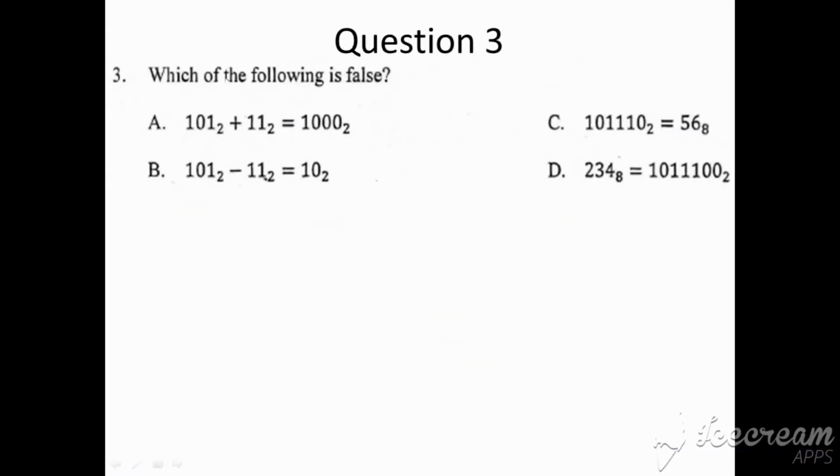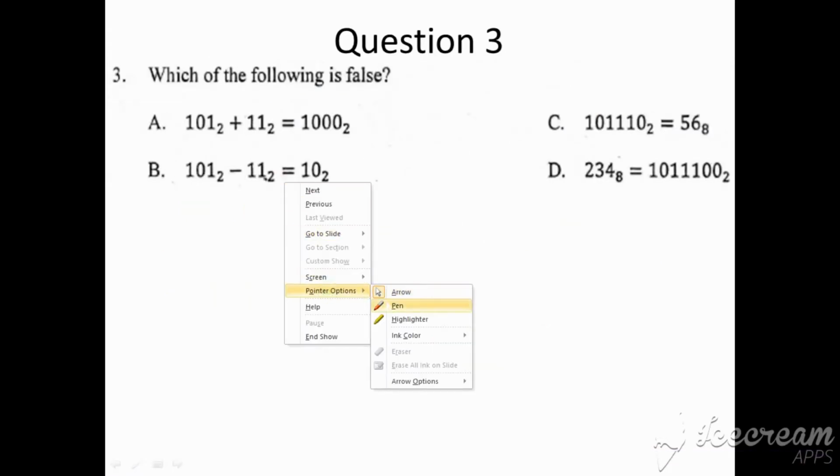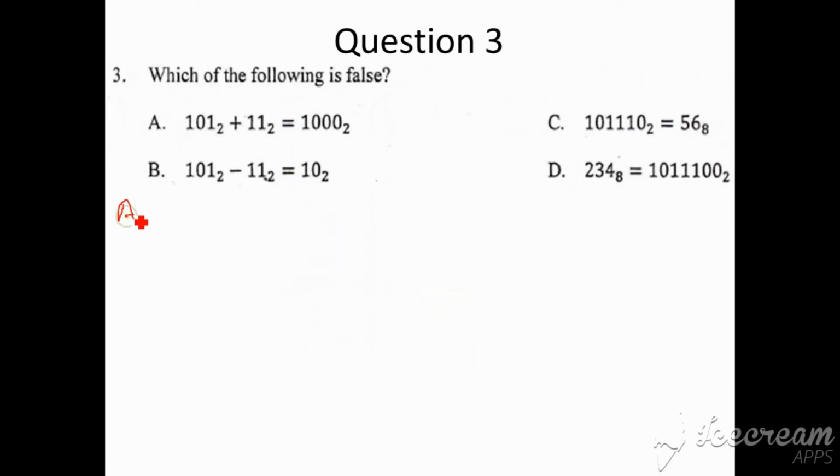Number 3. Which of the following is false? We start from A. 101 base 2 plus 11 base 2. 1 plus 1 is 2, but in base 2 you write 0 and bring up 1. 1 plus 0 plus 1 is 2, this is base 2, so we write 0 here, bring up 1. 1 plus 1 is 10. So the answer is 1000 base 2.